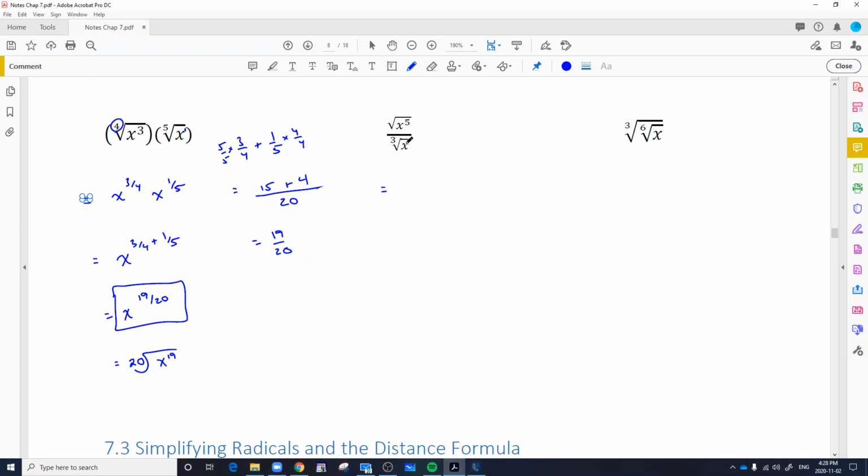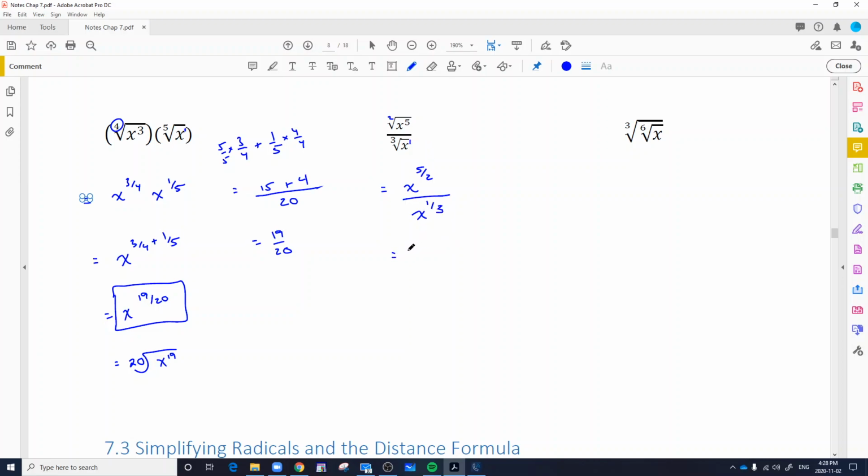Okay, looking at this, first thing I see are these radicals, but there's an operation. I can see that they're going to have the same base. So I'm going to rewrite them as rational exponents. So this has an index of 2. So exponent of 5, index of 2. Okay, this one has an exponent of 1, index of 3.